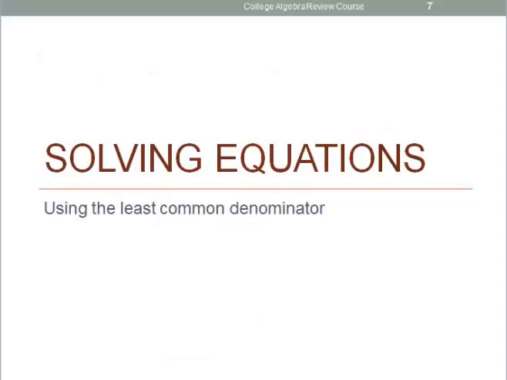Now we're going to move on to really a brand new component of the review course, and we're going to move on to solving equations. Until now we've been discussing manipulating numbers, which of course is very important. You can't solve an equation without knowing how to manipulate variables and manipulate numbers. But now we're actually going to move to algebraic equations.